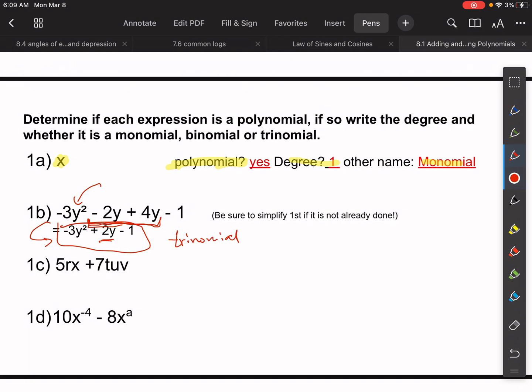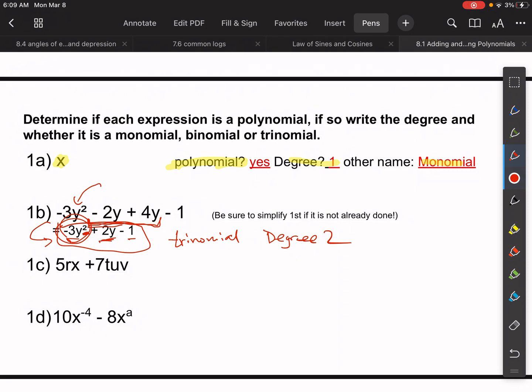Okay, the reason is that we have 3 pieces to it. So it's a specific type of polynomial called a trinomial. And then the highest degree that I see here is the first term, and it's a degree of 2 because it has the exponent 2. So this is a trinomial degree 2. Okay, I would love for you to try out 1C on your own.